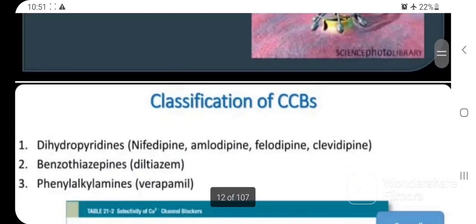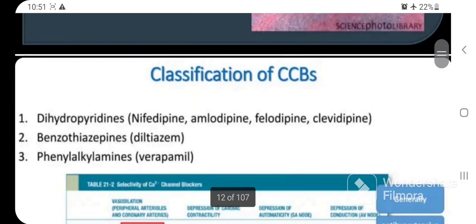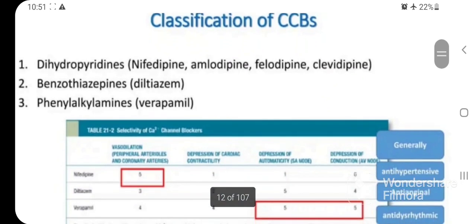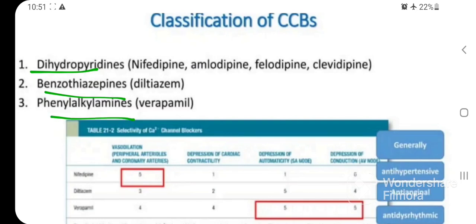Next one is the classification of the CCBs. CCBs means calcium channel blockers. Dihydropyridines, then benzothiazepines, phenylalkylamines. These are the three important classifications.